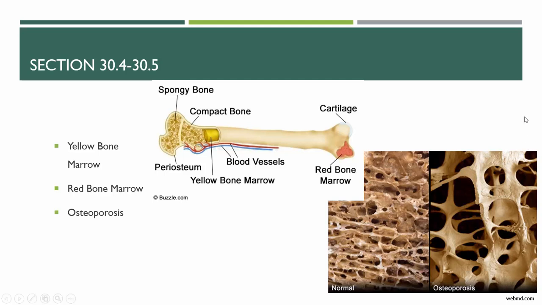And there's even access points, holes in that compact bone that's very, very hard, that let blood vessels, arteries, and veins into and out of the spongy bone so that new blood cells can get out of the bone. The center of the bone is filled in with yellow bone marrow, which is primarily made up of fat cells that have been brought in and stored there by blood cells.